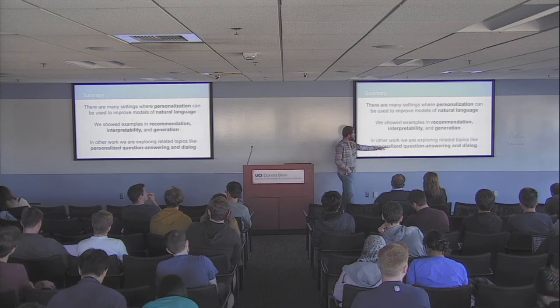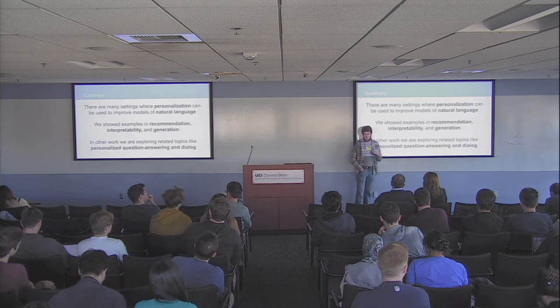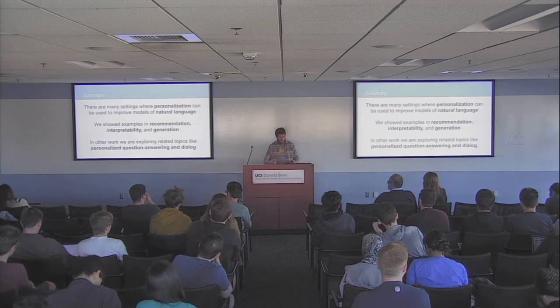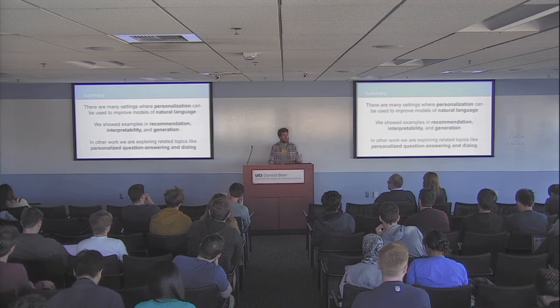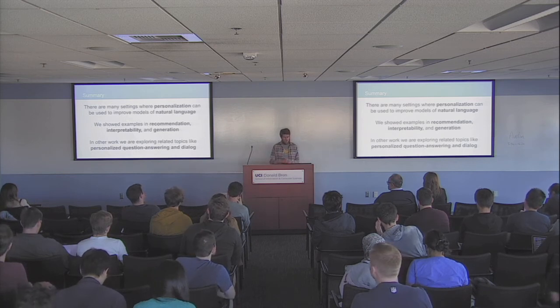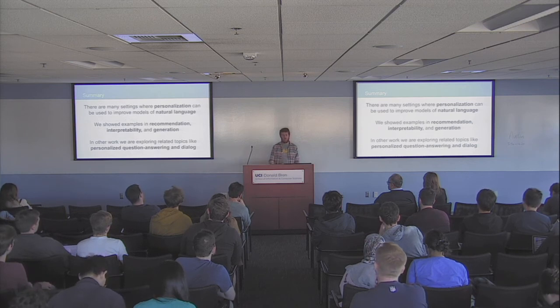Things like question answering, especially when questions are subjective, is something we've been working on a lot. Also dialog systems, they ought to be more empathetic by maybe responding to the user using the same linguistic style that that user uses. And like I said, there are all kinds of other applications outside of just NLP where we ought to be modeling variation among individuals to make better predictions or generation.